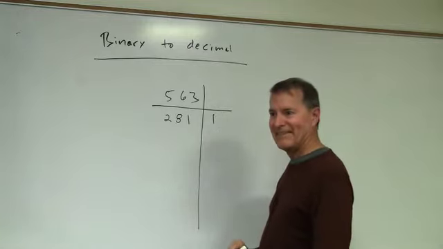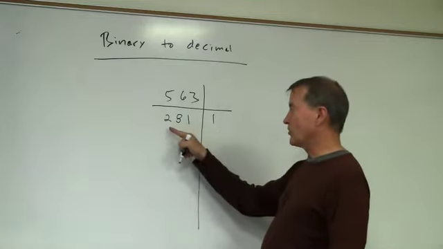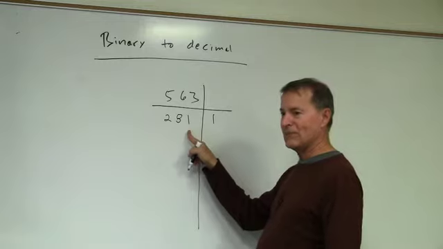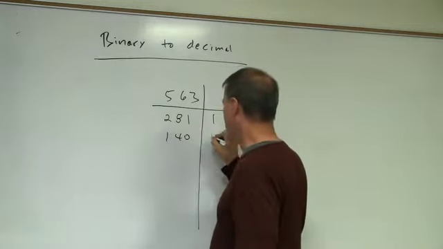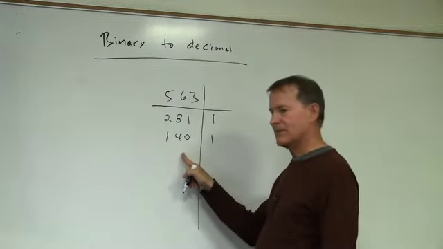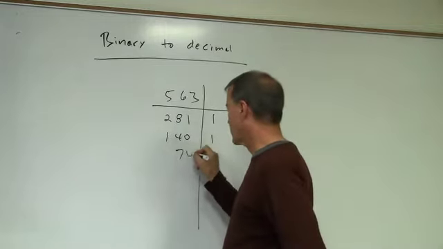That's not the first digit or the last digit? What do you think? Now what do we do? You take 281 and do what? Divide it by 2. So it's 140 with a remainder of 1. Now what's this? 70. 70 with a remainder of what?